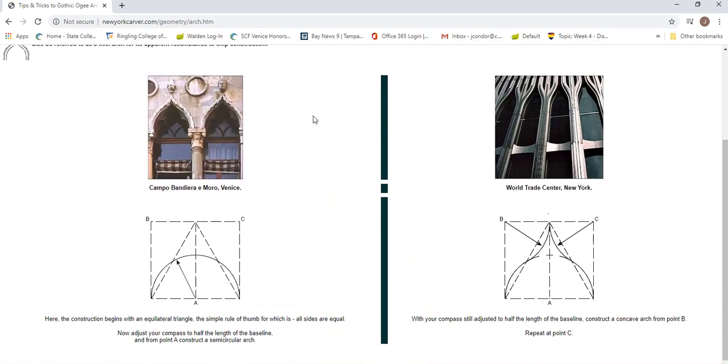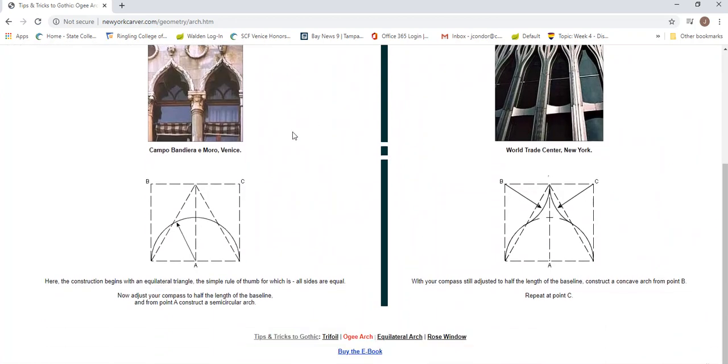It has very detailed instructions on how to create that. So for example, they say here, construction begins with an equilateral triangle, and a simple rule of thumb is all sides are equal. Now adjust your compass to half the length of the baseline. So that's this length right here, from here to here.